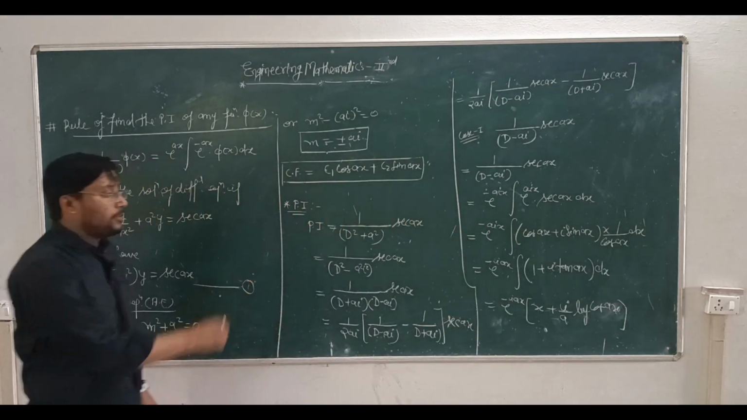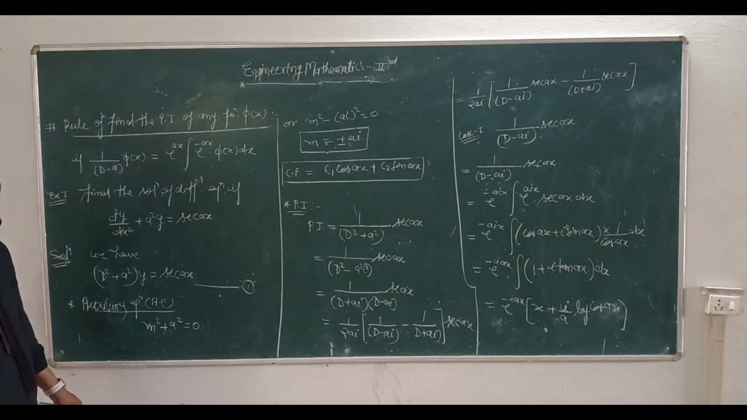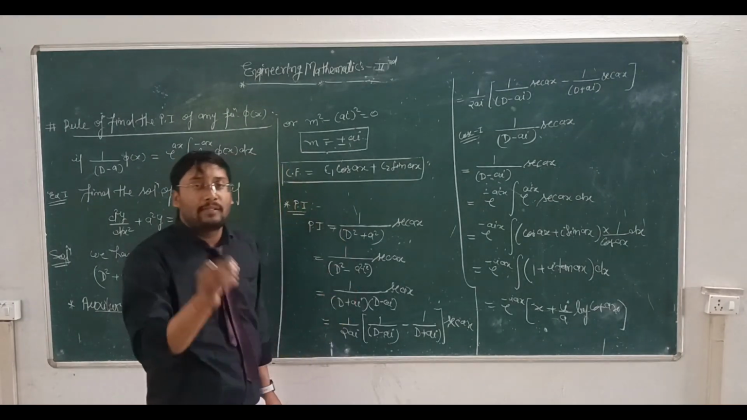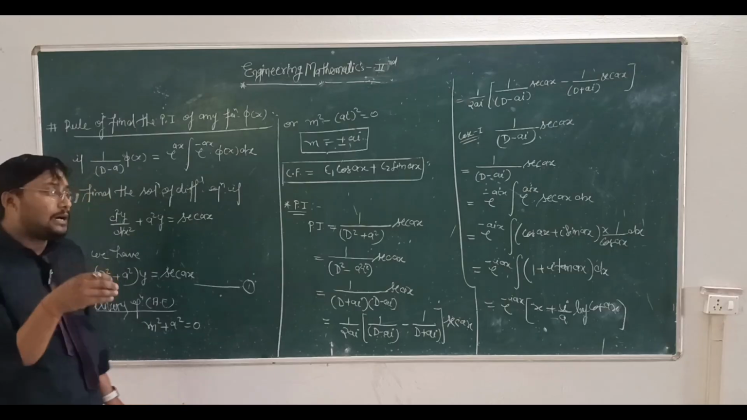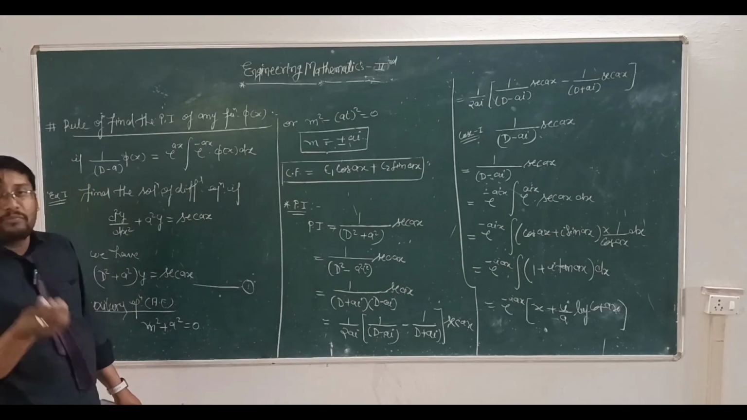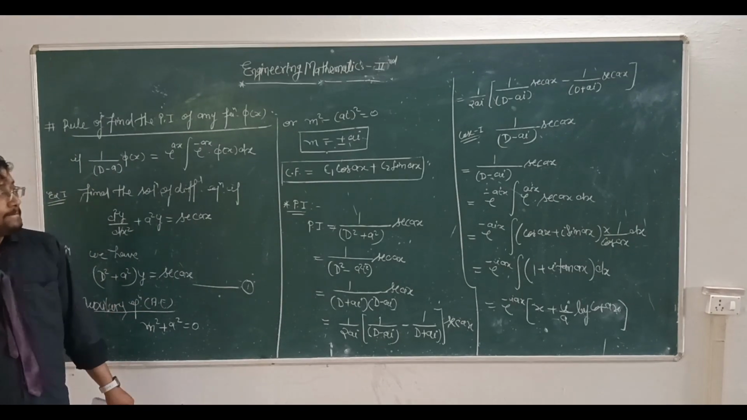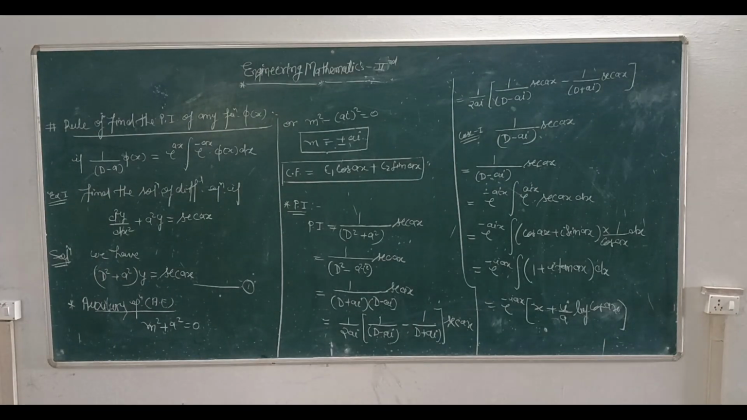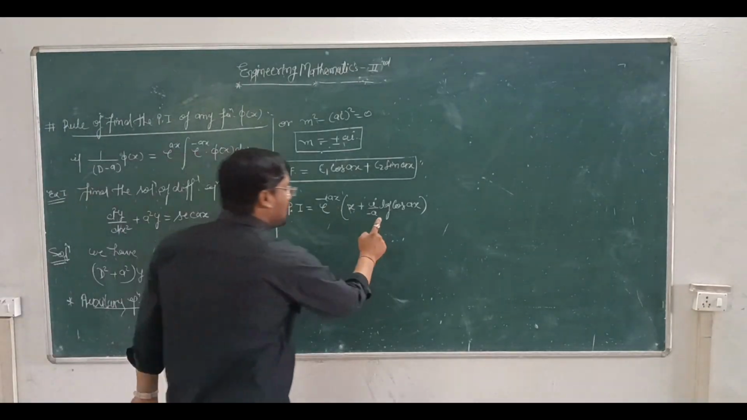Now you can note down this numerical. If you have any problem finding the PI or CF, please comment on my video. I will also discuss again how to find the CF and PI. Now first of all, you can note down this numerical. Now I continue to this step.